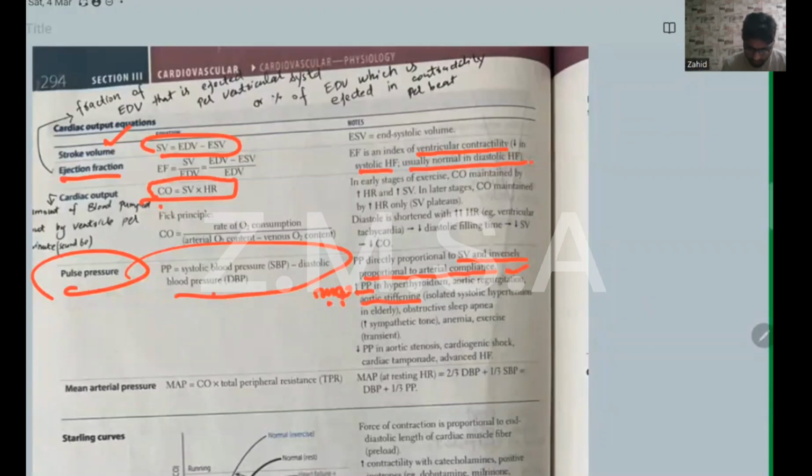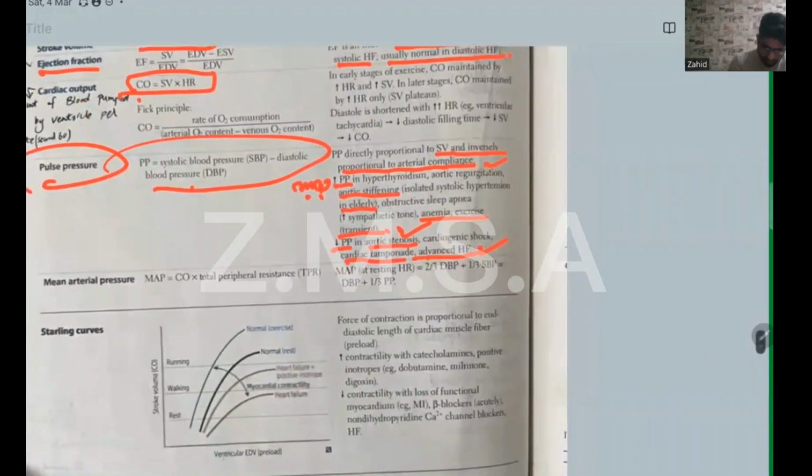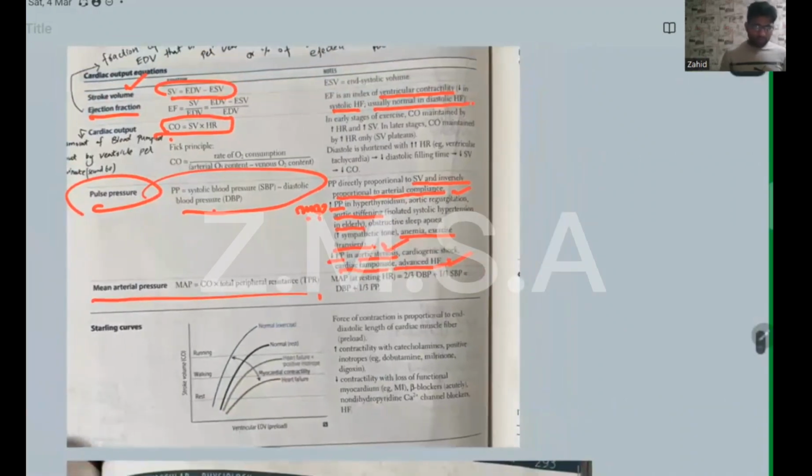Isolated systolic hypertension in the elderly, obstructive sleep apnea, increased sympathetic tone, anemia, exercise transiently. Decreased PP in aortic stenosis, cardiogenic shock, cardiac tamponade, advanced heart failure. Mean arterial pressure is equal to cardiac output multiplied by total peripheral resistance, already discussed. So this is about basic terminologies regarding cardiac output variables and cardiac output equations. Thanks for your attention.